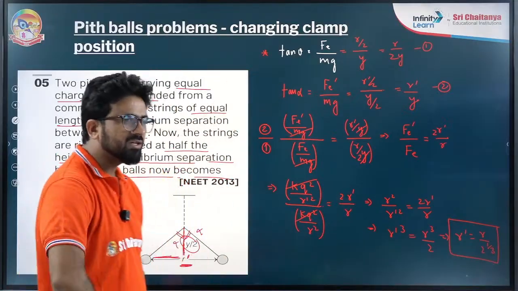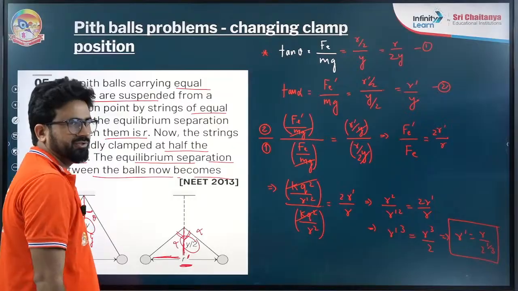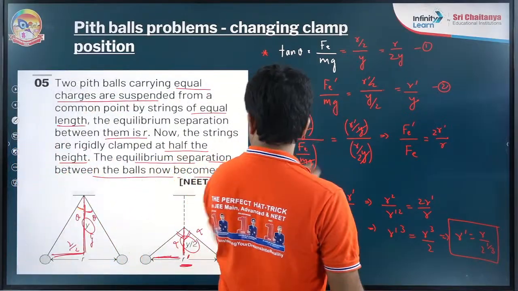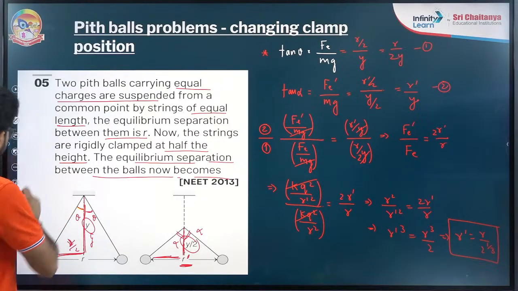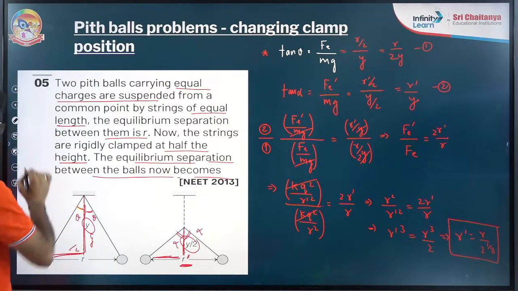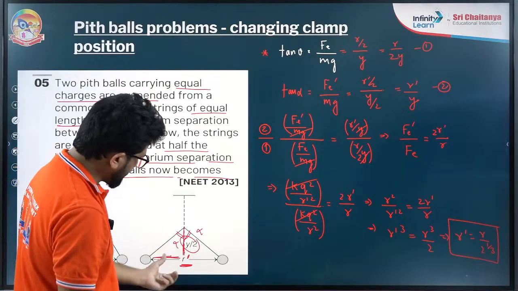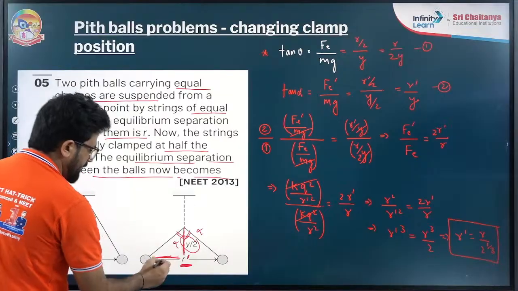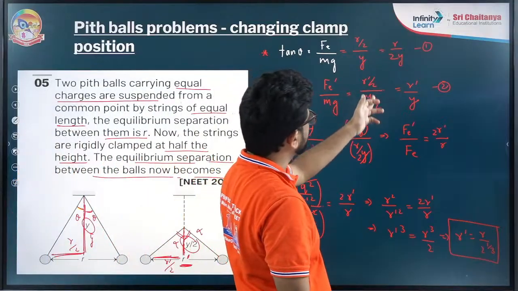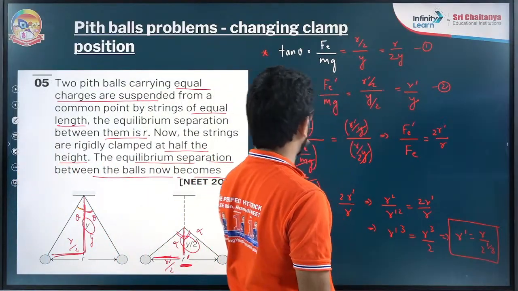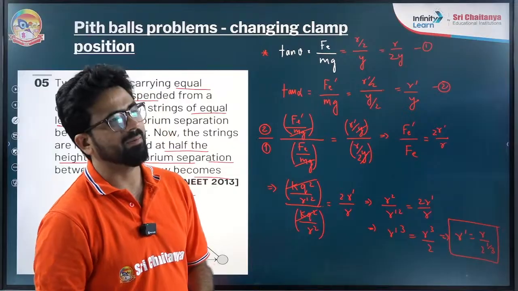Fe is changing. Why? Because the separation between the pith balls is changing from here to here. Initial distance was how much? This distance is r by 2, and this is y. Here this is r prime by 2, and this is y by 2. So we can write r prime by 2 upon y by 2, which becomes r prime by y. We take the ratio and we can get the answer: r prime is equal to r upon 2 to the power 1 by 3.